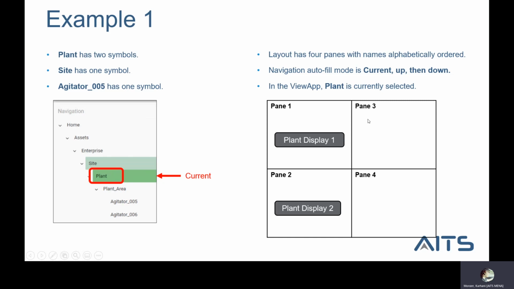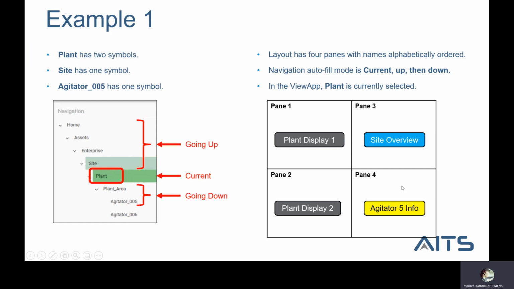If I have current only, pan 3 and 4 will disappear, and pan 1 and 2 will be stretched and take the whole layout. Yes, pan 3 and 4 will not be empty. They will disappear, and the next pan will take its place. But I have current up then down, so the system first will search what's up. As I said, I have inside one symbol, so pan 3 will take the site overview, and then down, the agitator will go to pan 4.